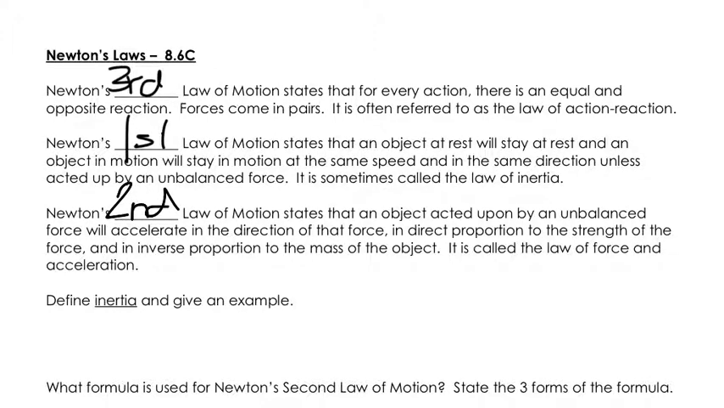Define inertia and give an example. So inertia is the tendency of an object or a body that is in motion to stay in motion. If it's not in motion, then it's going to remain at rest. So an example would be in your car. If you slam on the brakes, your body is going to want to continue forward because you are not braking, the car is braking. So your seatbelt, that's why your seat belts are there to prevent the inertia of your body from going forward.